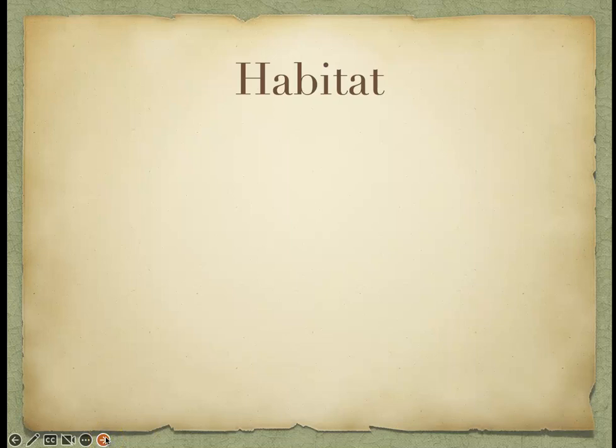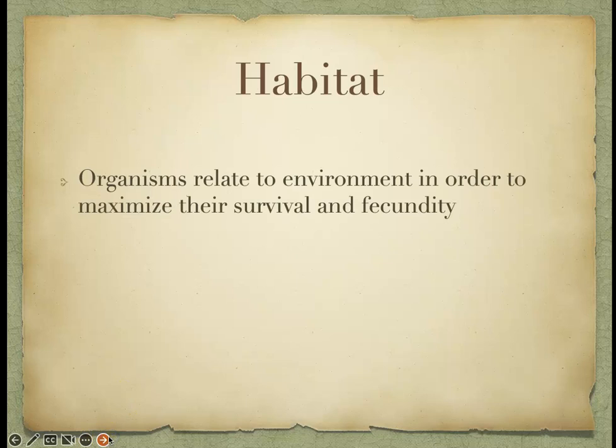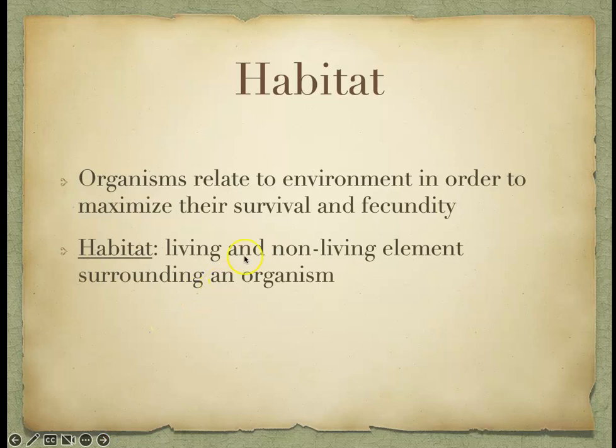Okay, so let's get down into the nitty-gritty here. What's a habitat? This is something you probably have known for a long time, probably learned pretty early in elementary school. But habitat is the way that an organism relates to its environment and finds a place to live. So it's the living and non-living elements surrounding an organism. Again, we can also put this as biotic and abiotic elements surrounding an organism.